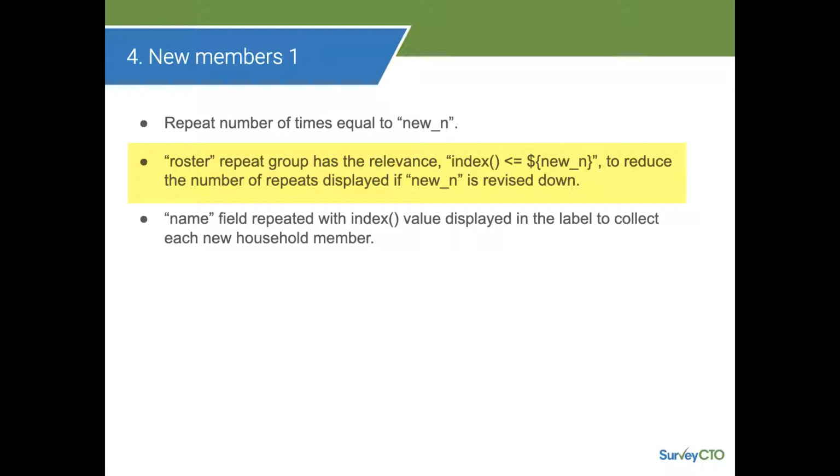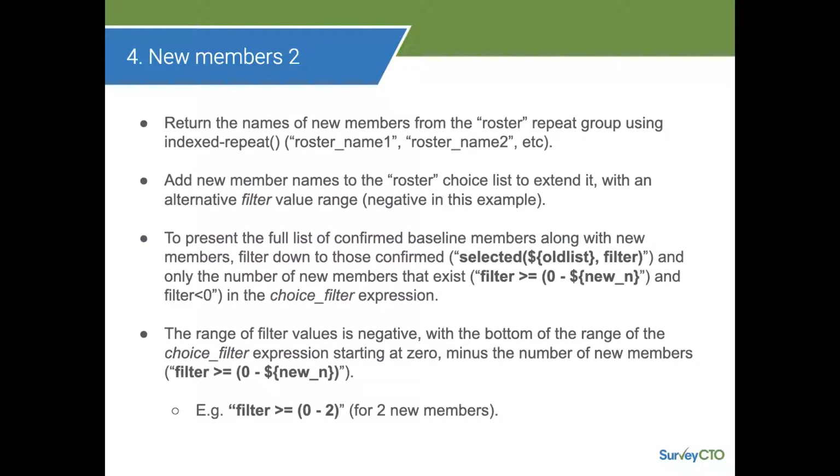What you can, however, do is make those unwanted repetitions not relevant through this particular relevance expression. So what happens then if new n is revised down and you happen to arrive in a repeat instance where the index value is in fact greater than new n, that repeat instance simply will not be relevant. So problem solved. The name field is repeated inside the group and also happens to display the index value inside the label to help you keep track of the collection of new members, but that is not required in the design at all.